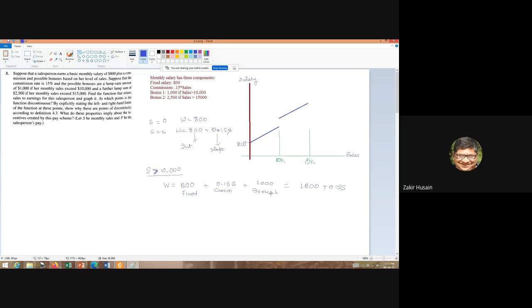Why it is strictly greater than 10,000 is, look at this condition. If the monthly sales exceed 10,000, that means it's crossing, it is more than. So I've written over here, if sales greater than 10,000. But if the line was, if she can sell at least 10,000, then this would have been greater than or equal to 10,000. Is it clear? Understood, sir.